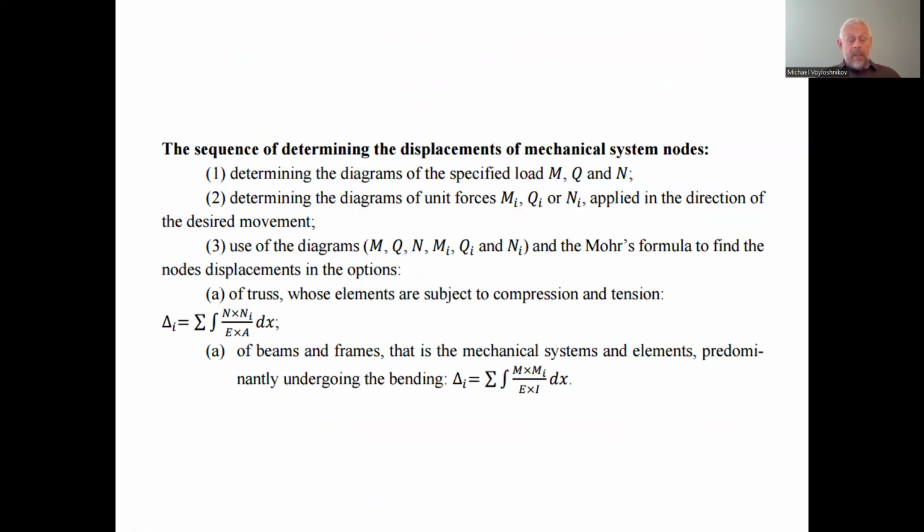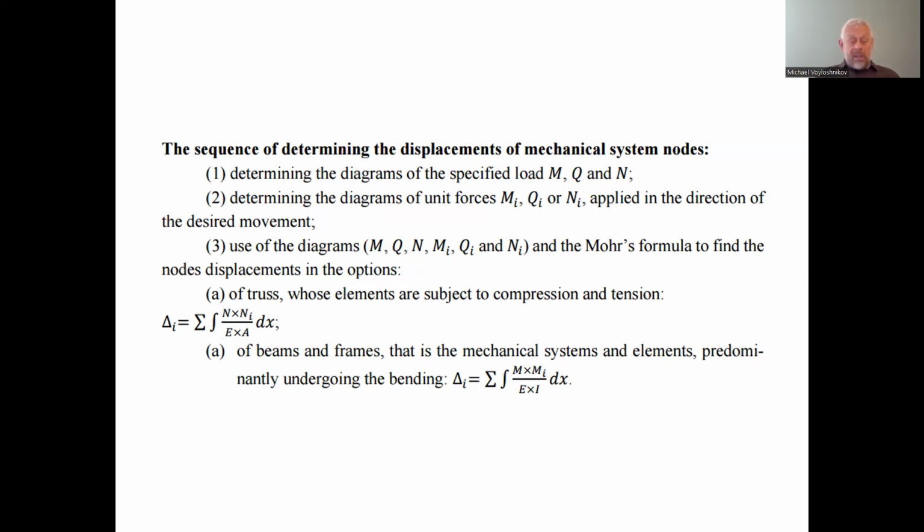And what is the sequence of determining the displacement of the mechanical system nodes using the Mohr integral? First, we have to determine the diagram of the specified load, the so-called load diagram. Next, we have to determine the diagrams of unit forces. To be more correct, unit efforts, could be not only loads. If we need to find not a translational displacement of a definite point in any direction, but the bending displacement, then probably not a unit force, but a unit moment or a unit shearing force or a unit longitudinal force.